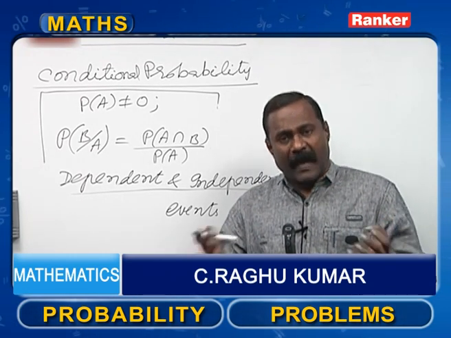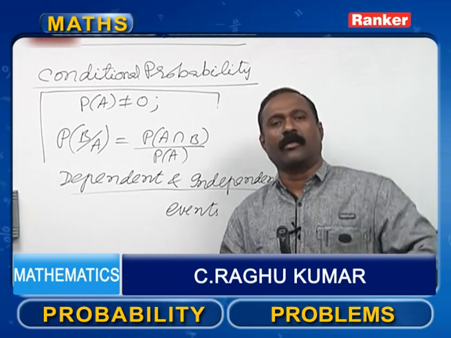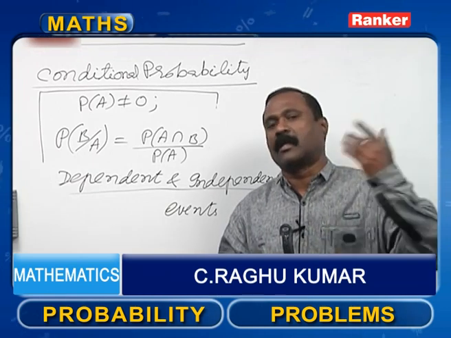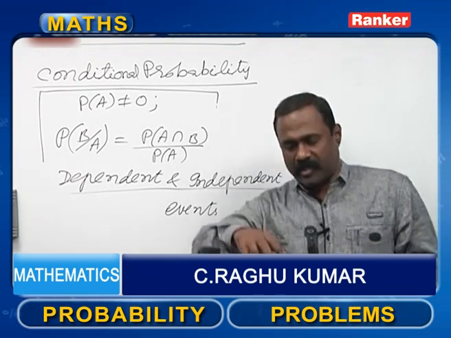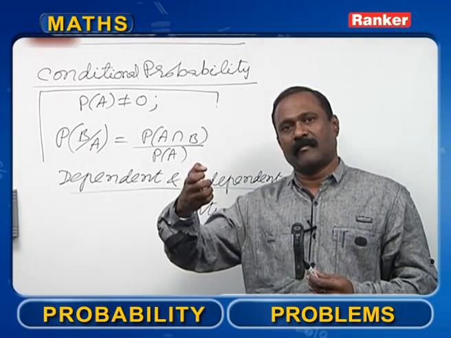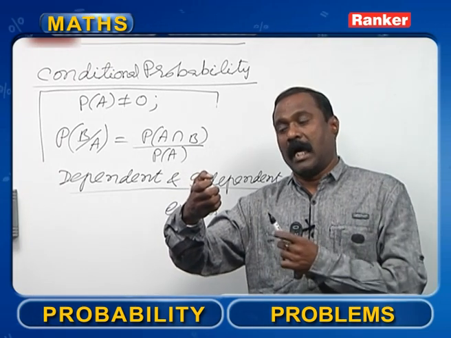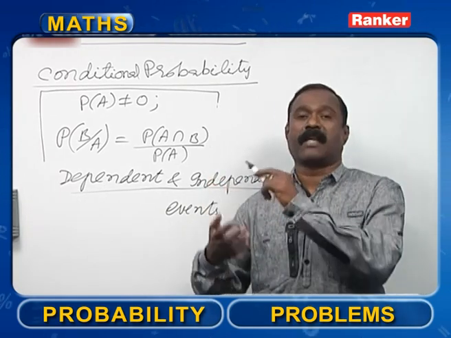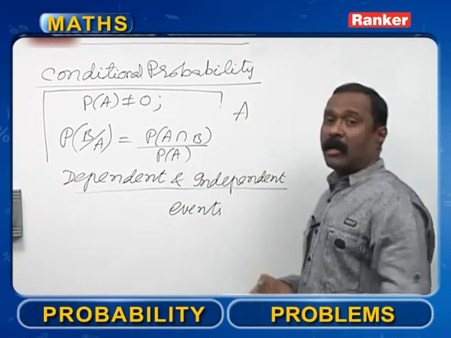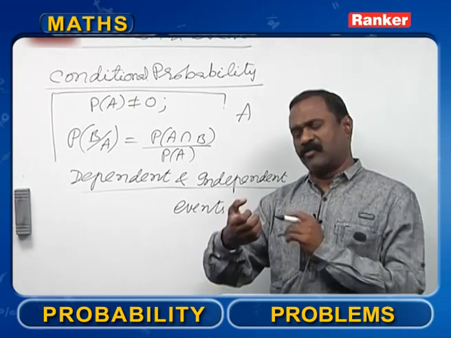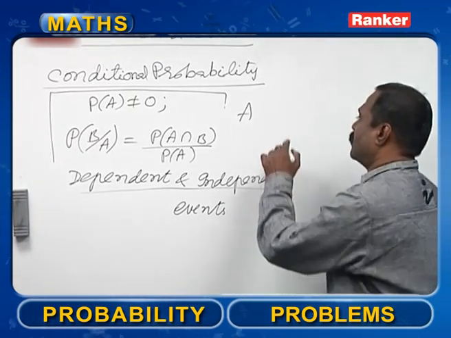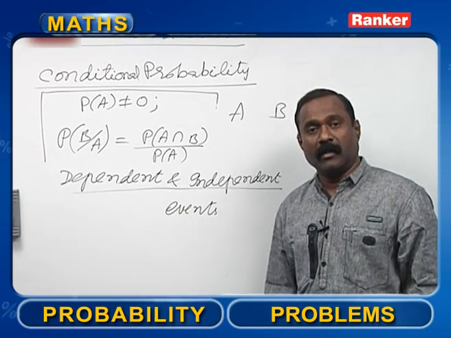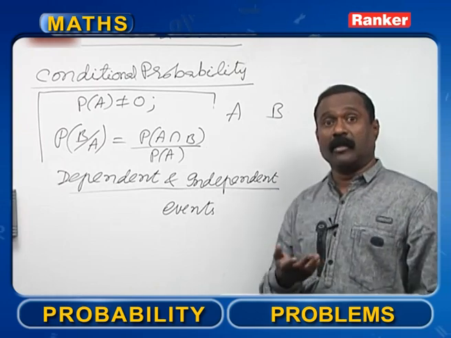I have a bag. In that bag, I have 17 balls of different colors. I have taken one ball, seen its color, and replaced the ball in the bag. That event is named as capital A. The second time, again I have drawn another ball, seen its color and replaced it. That event is said to be event B. Now think whether these two events A and B are dependent or independent.